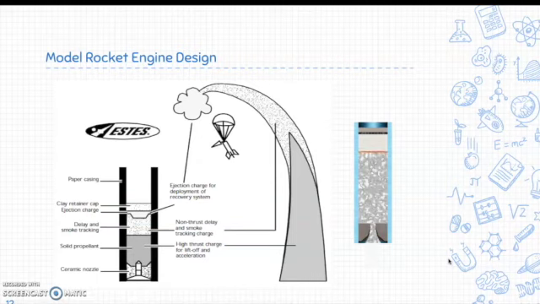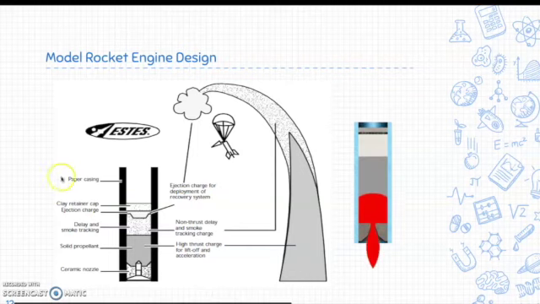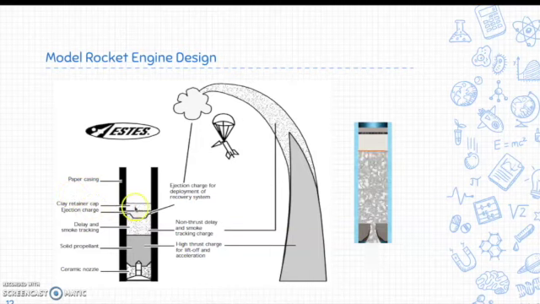So let's take a look at how model rocket engines are actually designed. So the engine is an actual device that goes inside of the body of the rocket. So it's like a small canister that gets inserted inside the body tube. Most model rocket engines have a paper casing on the outside. And then on the interior, they have a clay retainer cap, which is also an ejection charge. And then the ejection charge is underneath.